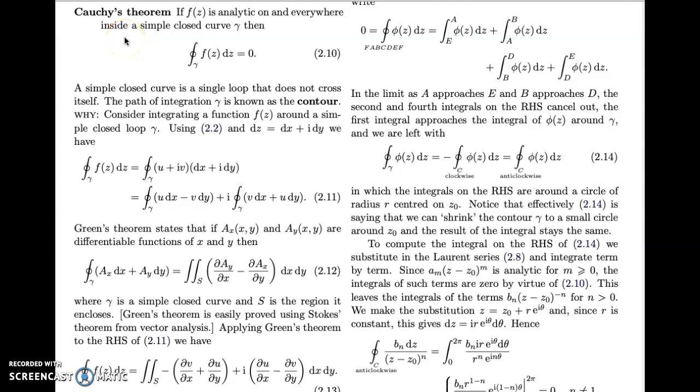So Cauchy's theorem says that if f is analytic on and everywhere inside a simple closed loop gamma, then the integral of f around that closed loop is 0. So we've just seen an example of that. What do we mean by simple closed loop curve? Well, it's basically any loop which doesn't intersect itself.